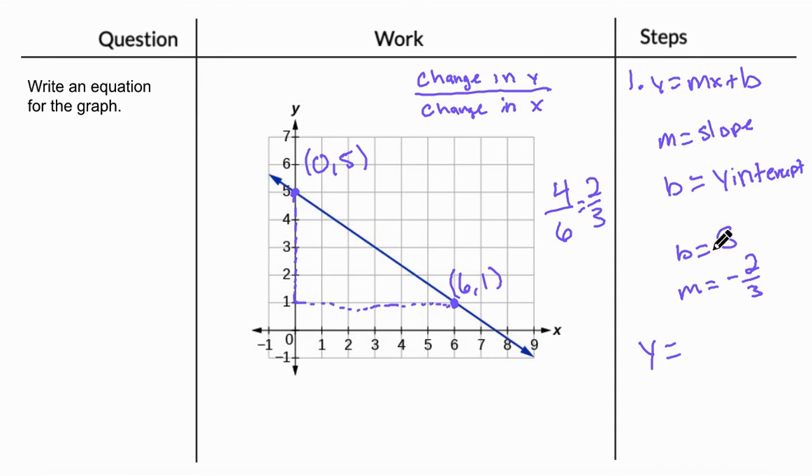Now that we have our slope and our y-intercept, we can go ahead and plug that in to tell us that our equation is y equals negative 2/3 x plus 5.